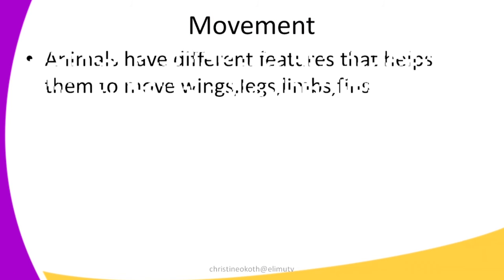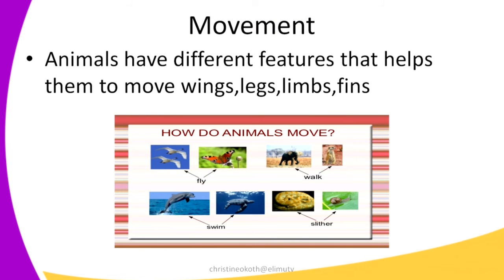So in movement, animals have different features that help them to move. Some of them have wings, it means that they can fly. Some of them have legs. For example, human beings and the primates, all these can easily walk. Some of them have limbs, and some of them have fins, which means that they can easily swim in the water. Looking at our illustration, we have examples of organisms that can fly. It means that they have wings. For example, we have the birds and the butterflies.